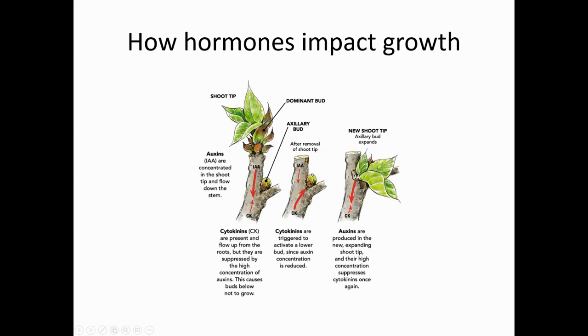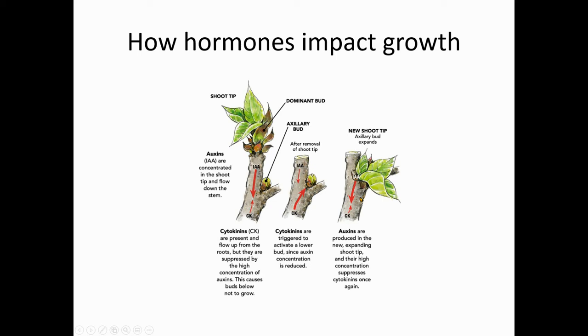So this controls what's happening down below it. If you take off the top, the cytokinins that are coming up from the roots are still coming up, and basically the plant goes, whoa, wait a minute, we don't have an apical bud anymore. So now we can put our energy into these side buds. Then this will grow bigger, and you'll have a new apical bud that's going to influence what is below it.